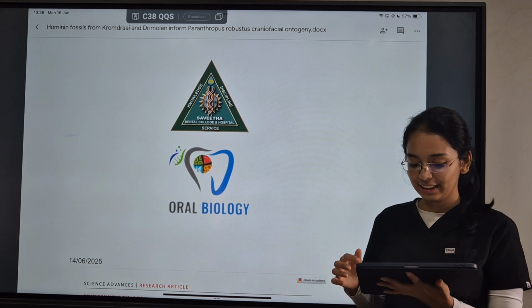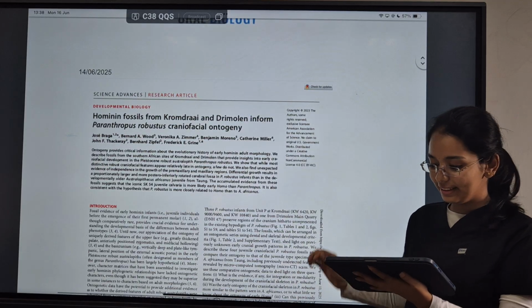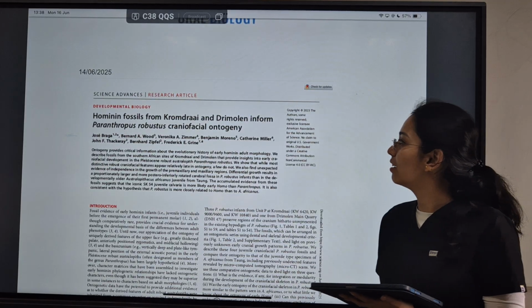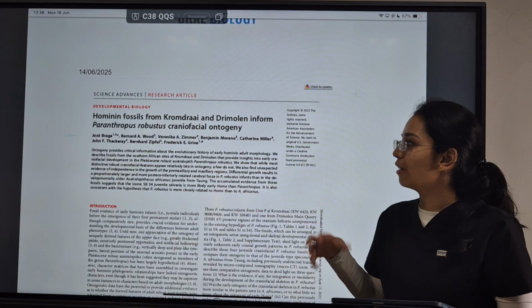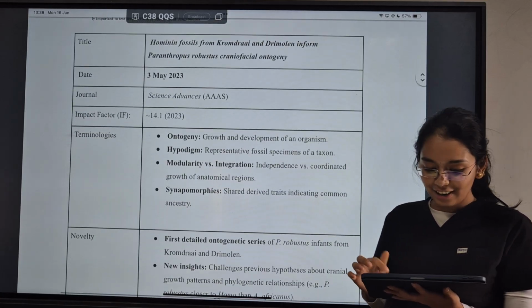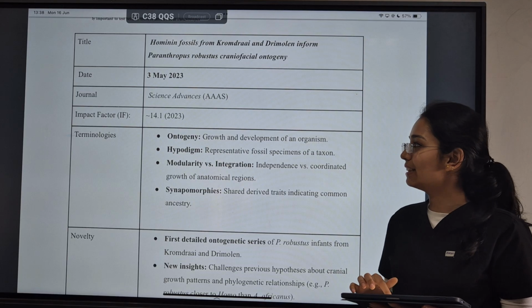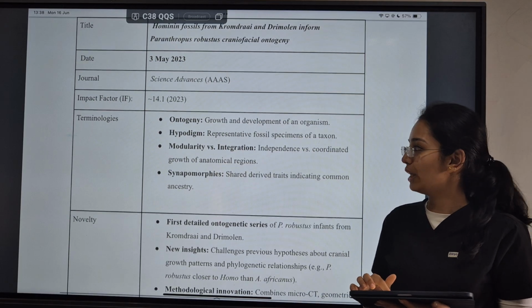So today I will be presenting my journal on the topic Hominin fossils from Drimolen and Drimolen, Paranthropus robustus craniofacial ontogeny. This is an article which was published in the year 2023 in the journal named Science Advances, which has an impact factor of 14.1.